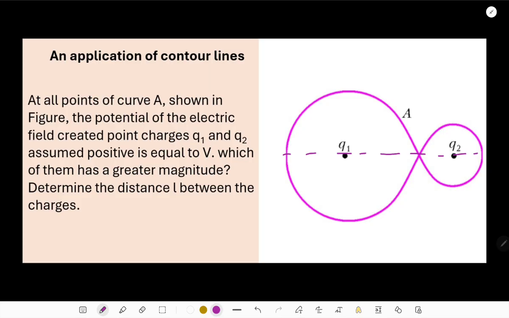When the curve A rotates about this axis, we obtain a closed surface basically. The potential at all points of which is same, and that is the contour line, though it's a surface. And such surfaces are equipotential. Another piece of information is that the electric field, if it is non-zero, at any point of the equipotential surface is directed perpendicular to it. It's a basic concept.